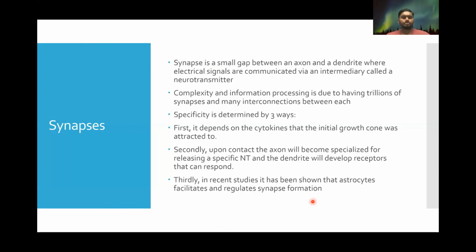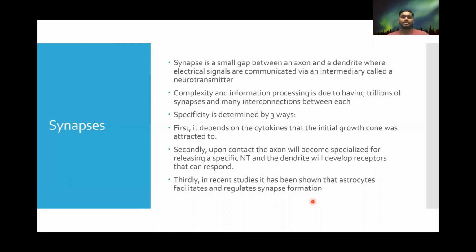And the intermediary between the synapses, I just said, is the neurotransmitter. The reason why our brain is so good at processing information so quickly all at once, and very complex information actually, is because we have trillions of these synapses, and there are thousands of interconnections between neurons.